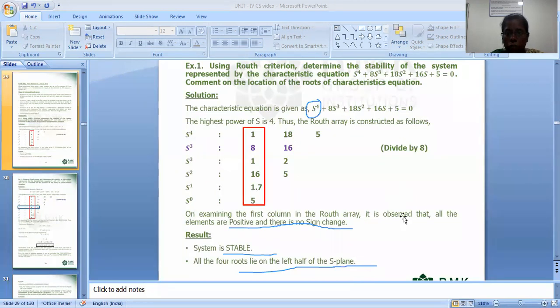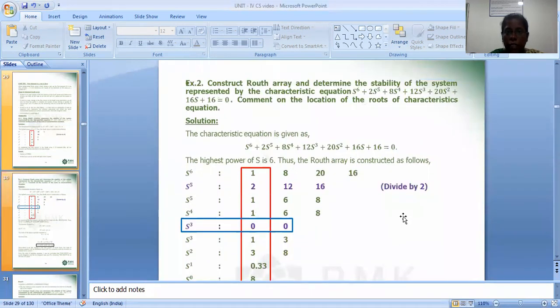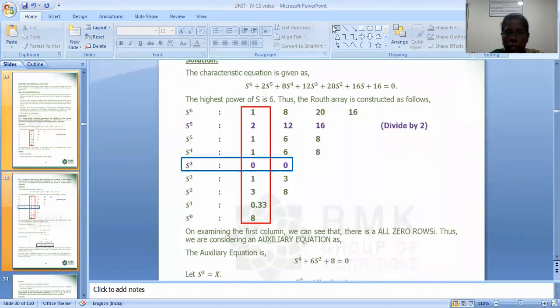Now we'll go to the second problem, the second category, where a complete row becomes 0. That is the S3 row. This complete S3 row becomes 0. This is another category, when an entire row becomes 0. This comes under the all 0 row category, where a row completely consists of all zeros.